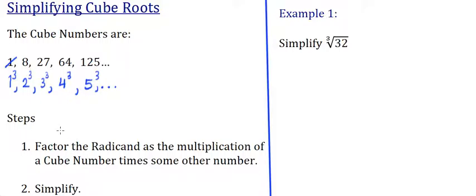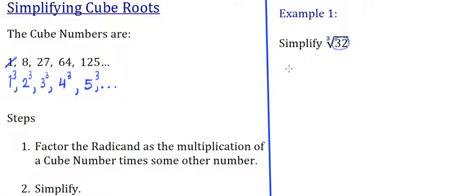Okay, now the steps to simplify a cube root whenever it is not exact. Step number 1 says factor the radicand as the multiplication of a cube number times some other number. The radicand is the number under the radical. So you have to factor this number using any of these cube numbers that you see here. Step number 2, simplify. Once you do that, you simplify and then show your answer as usual in simplified form.